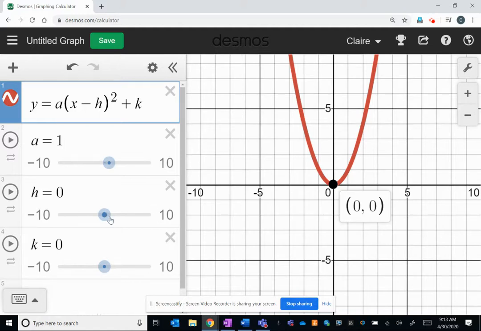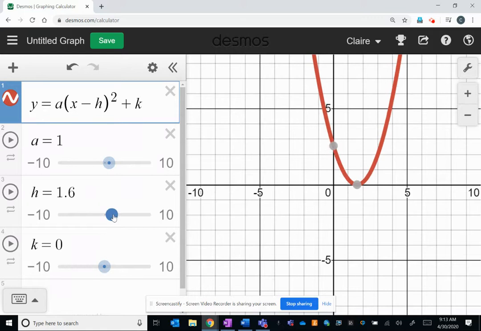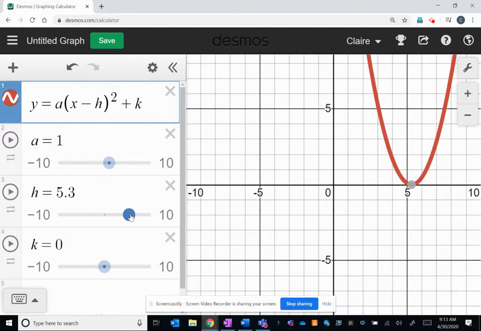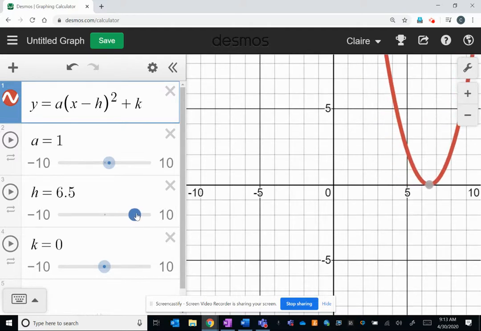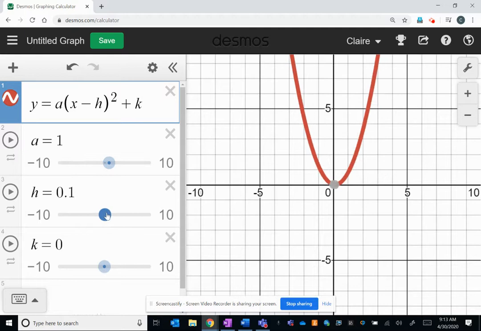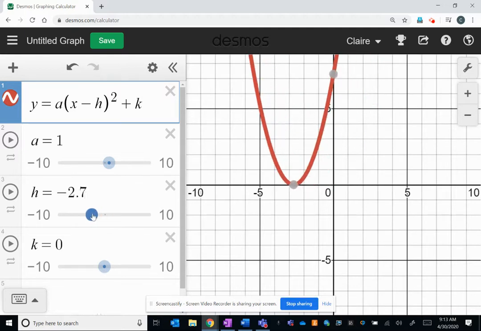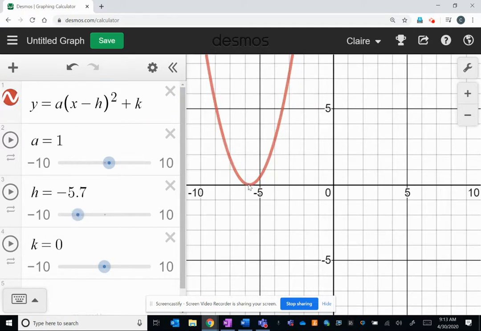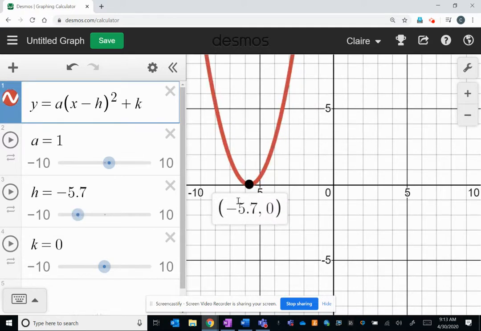It's opening upwards. Now if I change the h value, so if I move it in the positive direction, what's happening? It looks like the parabola is moving to the right. If I move h to the negative direction, the parabola moves to the left. And if I take a closer look at that vertex, check it out. That vertex actually matches my h value right there. It's at -5.7. Also turns out it matches that k value of 0.